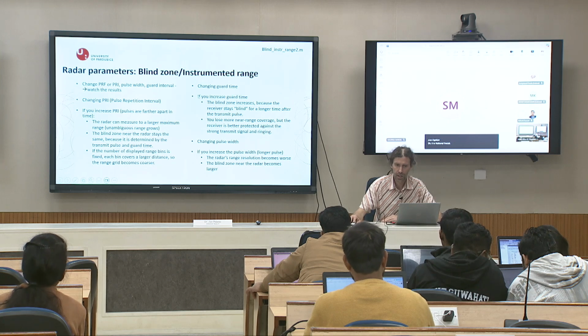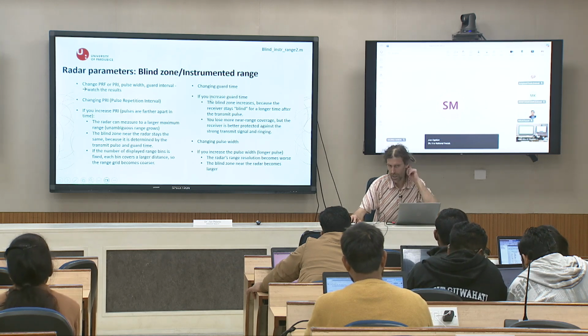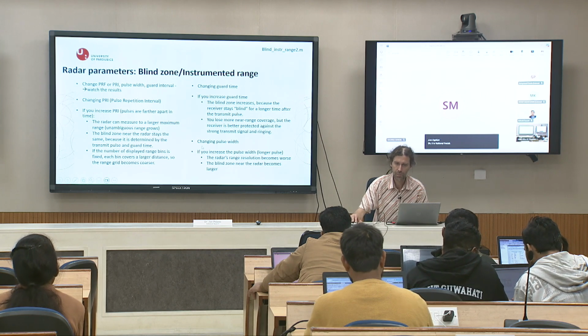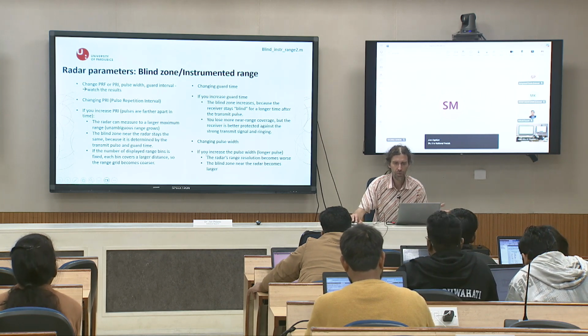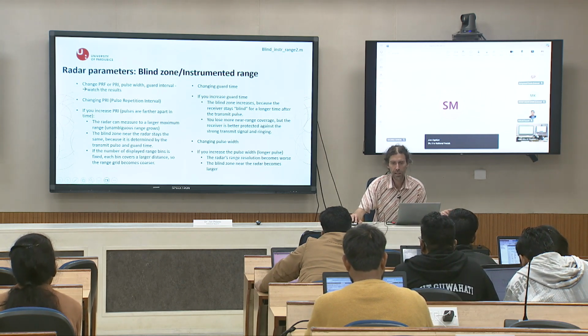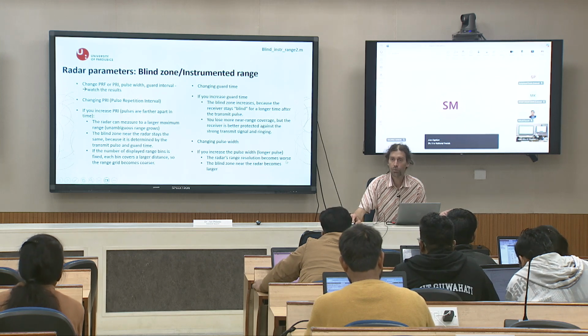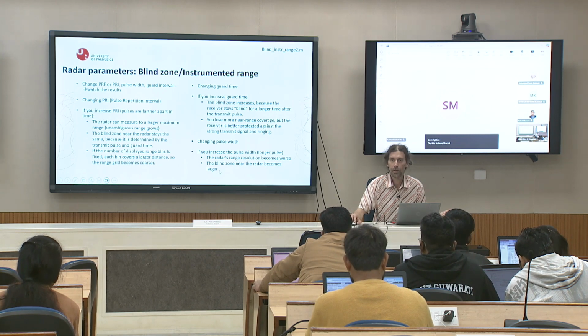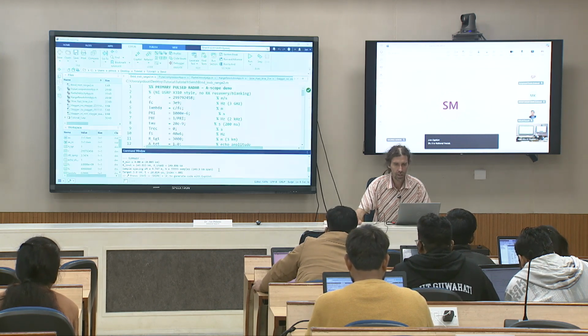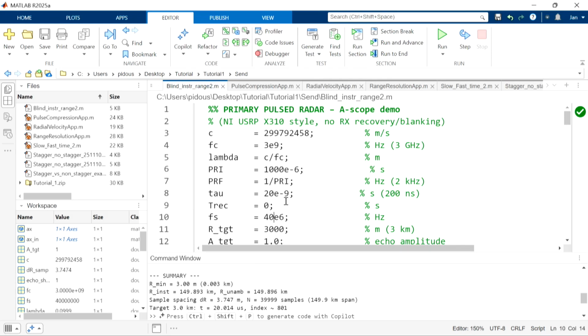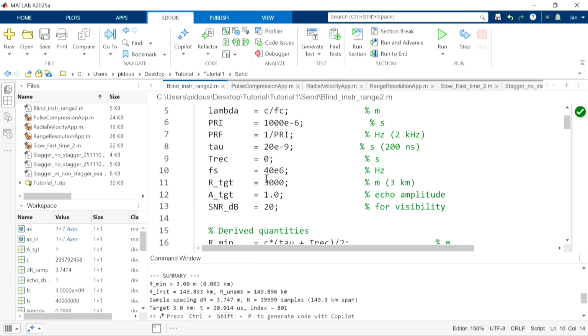If you change the guard interval, you can try it, if you increase your guard time. Changing the pulse width: if you increase to a longer pulse, radar resolution becomes worse, of course, and the blind zone will become larger. So we can change it. If we change it to, where is it now, not 20 nanoseconds but, I don't know, 500 nanoseconds.